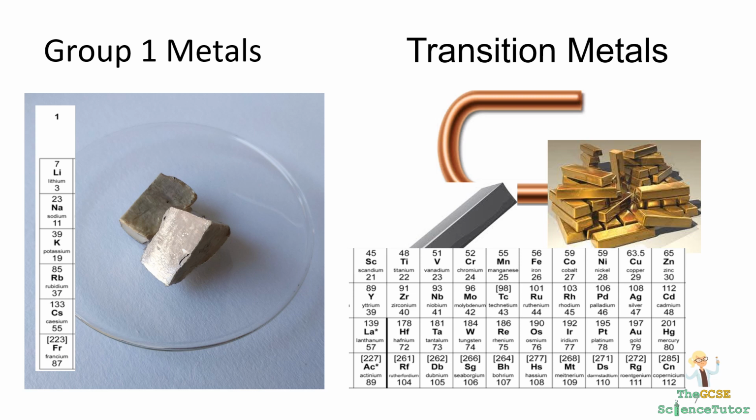You are likely to be asked to compare the Group 1 metals and the transition metals. The Group 1 metals, as the name suggests, are found in Group 1 of the periodic table, and the transition metals in the centre block. Examples of Group 1 metals are lithium and sodium, which we saw in Lesson 10, and the transition metals, good examples are gold, silver, copper, iron, and titanium.